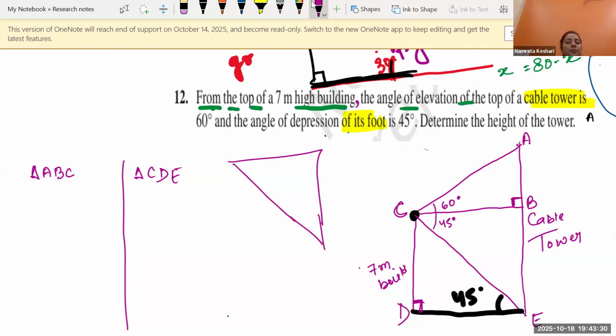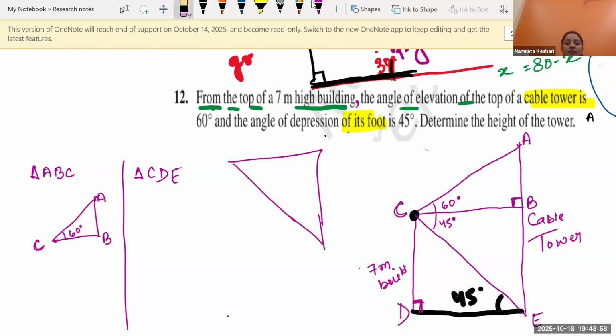Okay, one by one we will be taking the right angle triangles and we will see what exactly we have to find. So determine the height of the tower. That means definitely we are going to focus on AB. This angle is 60. Definitely we are going to focus on AB, because we have to find the height of the tower.